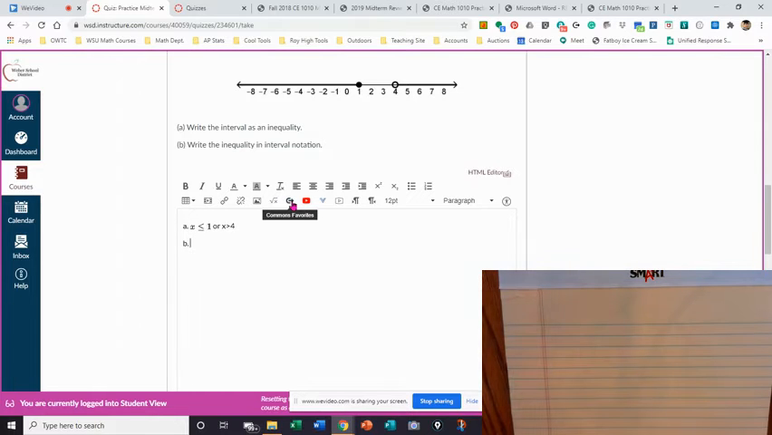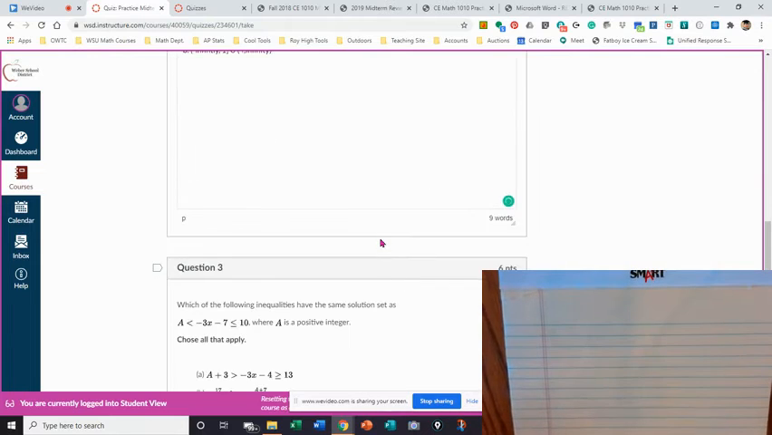B, write it in interval notation. So this is negative infinity. Now you can enter a symbol, or you could do a math equation, or you know what? I would even take the word infinity. Negative infinity to 1. Now this is going to have a bracket, which is up here above your enter button. Union, parenthesis, 4 to infinity. I would take that, or use a symbol.